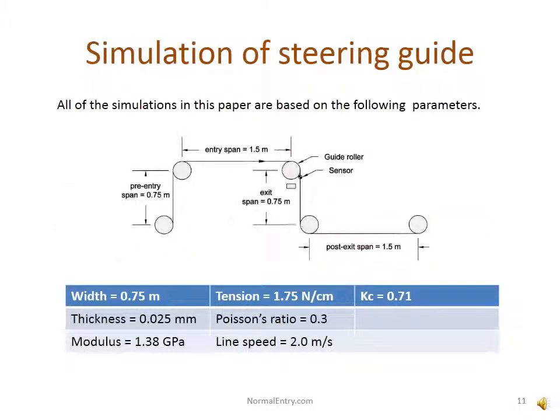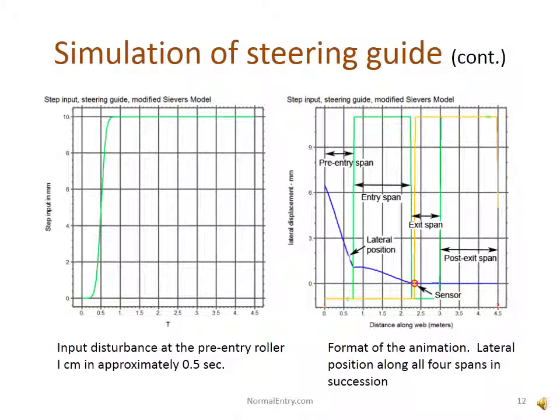We're going to look at a simulation of a steering guide based on the parameters shown here. The pre-entry span is 0.75 meters, entry span 1.5 meters, exit span 0.75 meters, and post-exit span 1.5 meters. The simulation you're about to see is the result of a step change at the pre-entry roller of 1 centimeter in approximately half a second.